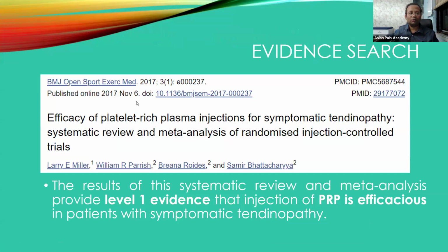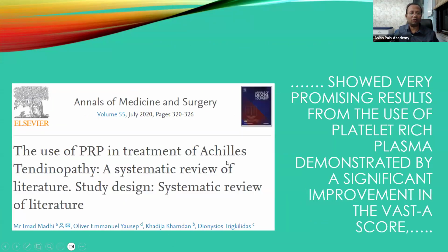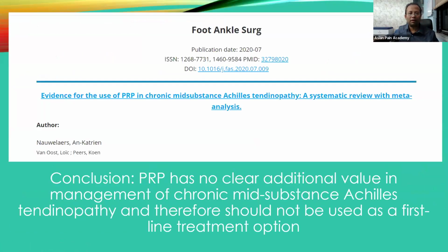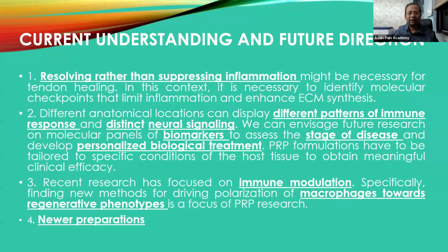Okay, so there are evidences, though as I told you, not every study accepts it. But we have a systematic review and meta-analysis to say there is level 1 evidence that PRP is efficacious in patients with symptomatic tendinopathy. I will also say that in tendinopathy it does wonders. For Achilles tendinopathy, there is a systematic review, a good thing. There are multiple studies. Negative studies are also there.